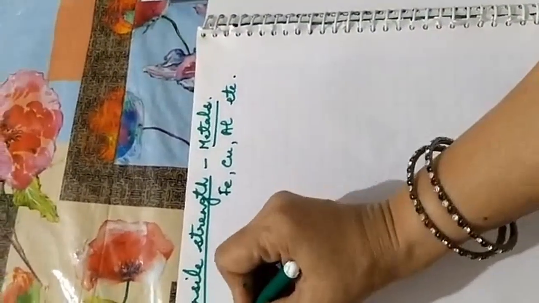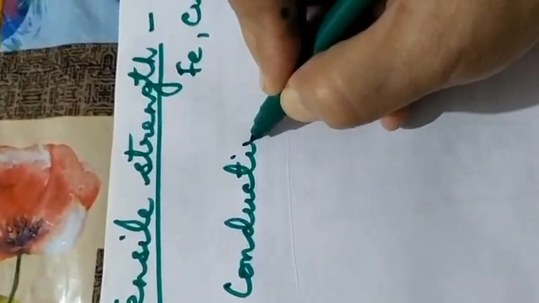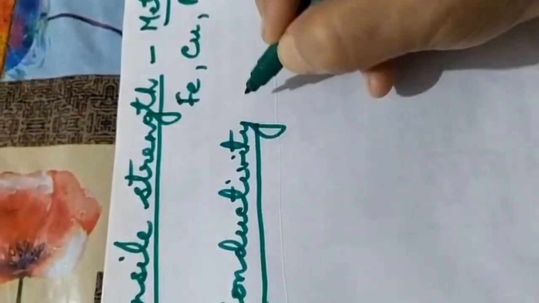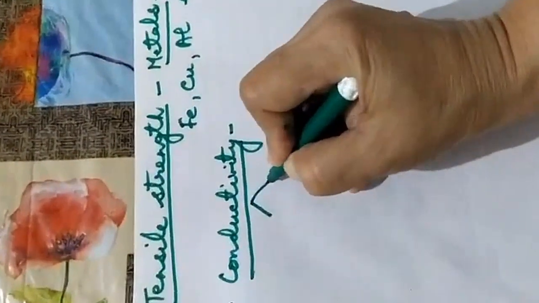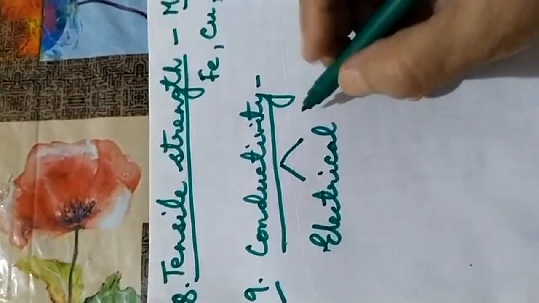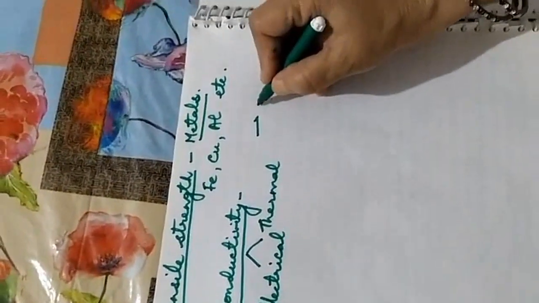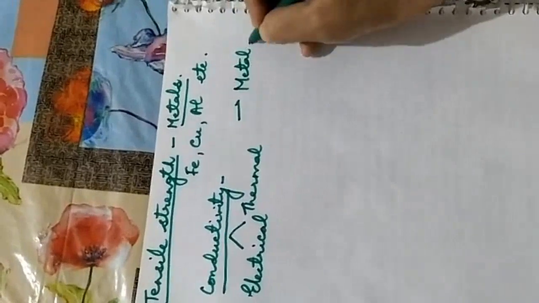Now, the next point is conductivity. It is the 9th point. The ability of a material to transfer heat or electrical current from one point to another is known as conductivity. Here again, it is divided into two types. The first one is electrical conductivity, whereas the second one is thermal conductivity. Now, children, metals are good conductors of heat as well as electricity.